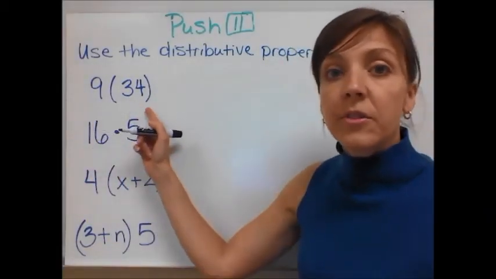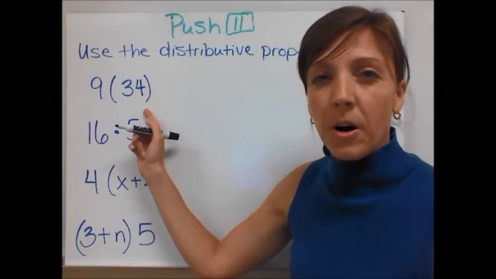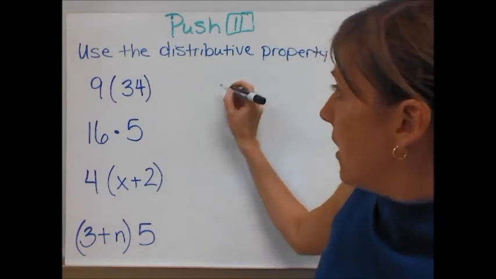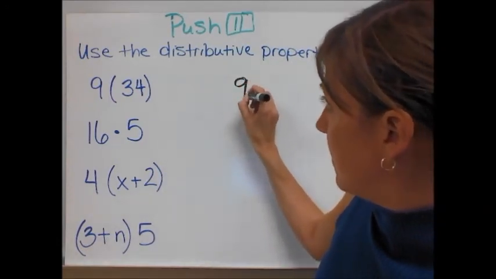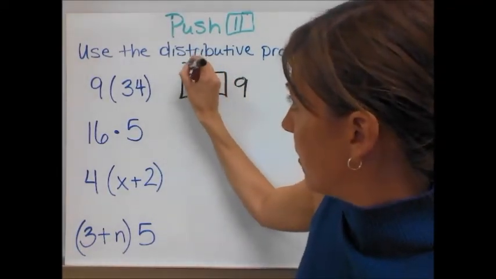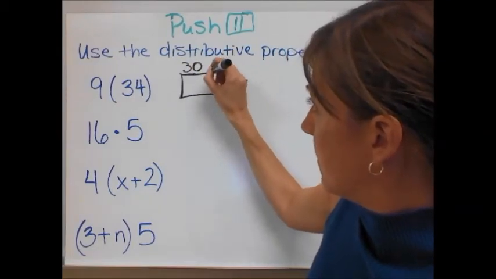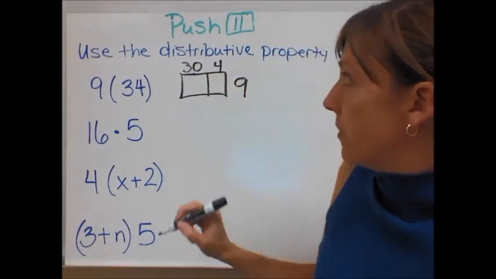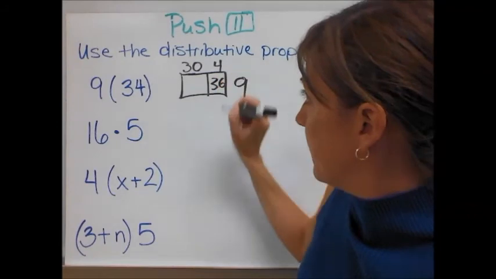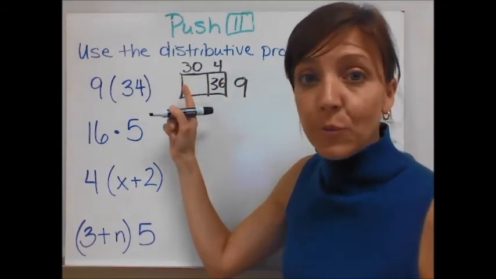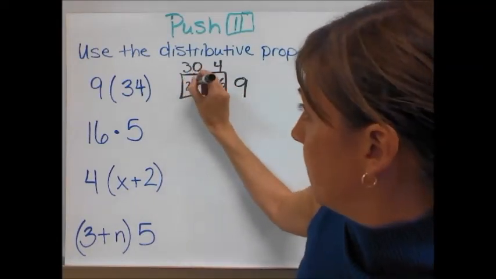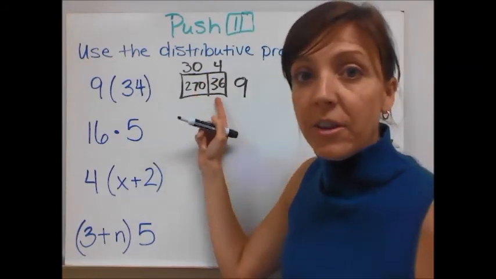All right, let's take 9 times 34 first, and let's break the 34 apart. Maybe I'm not sure right off the top of my head what 9 times 34 is, but I know that I can break that 34 into pieces. And I can say, well, 9 times 30 and 9 times 4. I know that 9 times 4 is 36. So I'm just going to fill in that block with 36. And I know that 9 times 3 is 27. So 9 times 30 must be 270. Now let me add the two together.